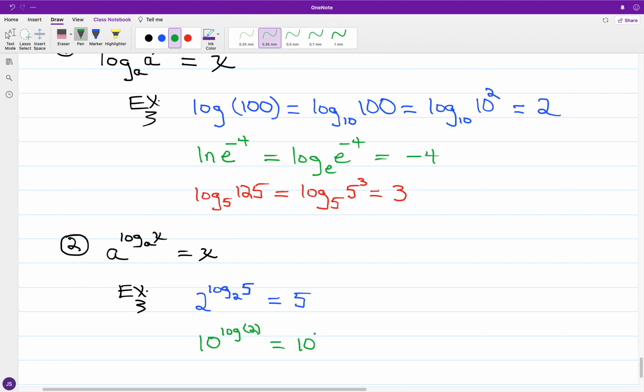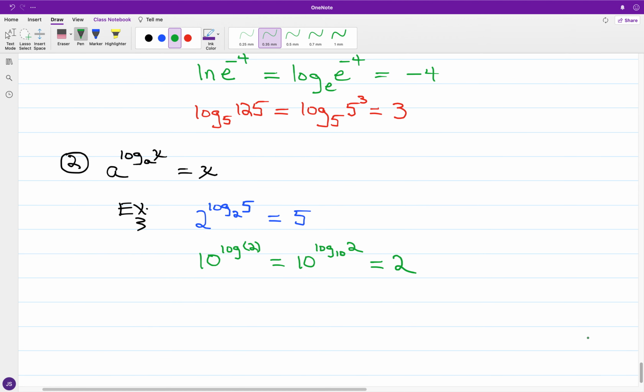So here, log is in reference to a base 10 logarithm. And here we're going to have 10 to the base 10 logarithm of 2. Guess what? Your a is going to be 10, your x is going to be 2. So this is going to reduce to 2.